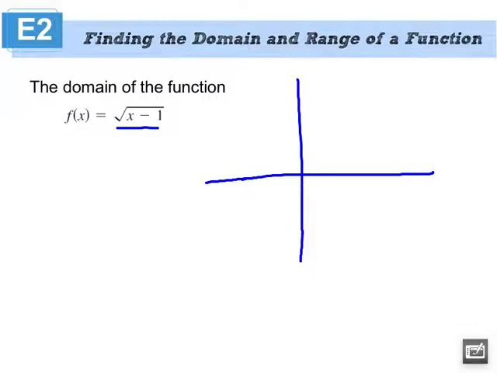Yeah, we have a transformation of the mother function. The mother function that we base this off of is the square root of x, which would start at the origin, as Colin said, but then the 1 moves it to the right. So this is at 1.